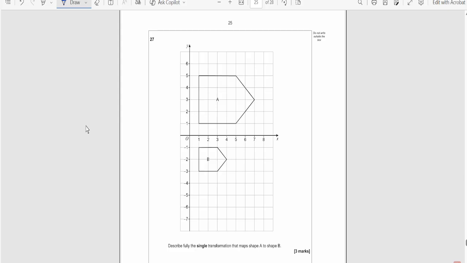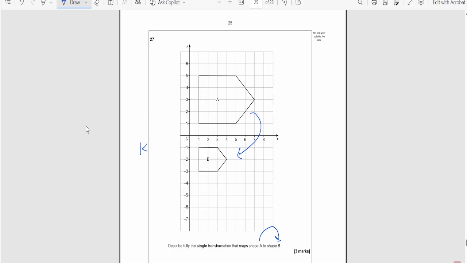So shape A, if you see, is enlarged as compared to B, right? So to determine the transformation, first we observe the change in the shape size, orientation and position. So shape B is smaller than shape A, right? So it is an enlargement with a scale factor less than 1. Like this is smaller, we have to do A to B. So A to B, if it is smaller, that means the value is less than 1.